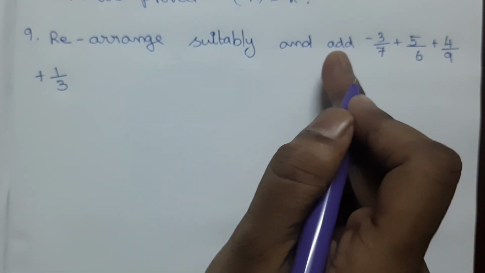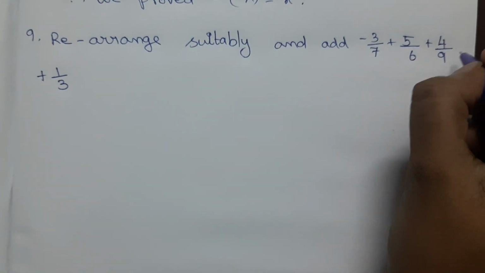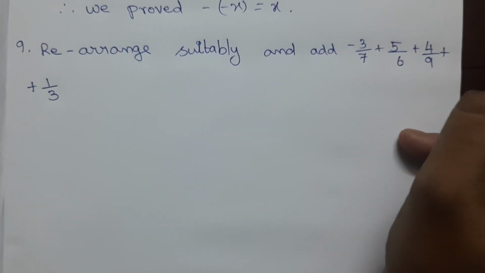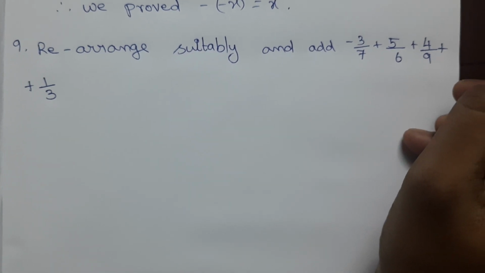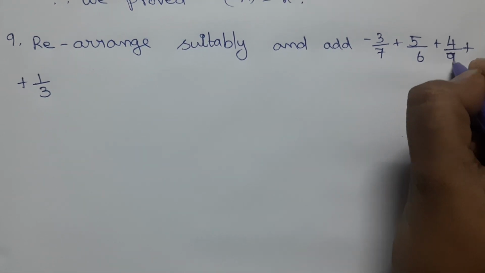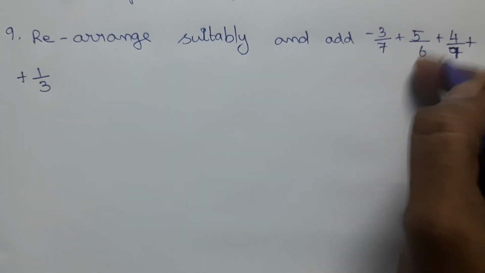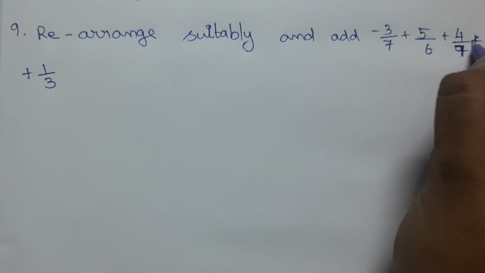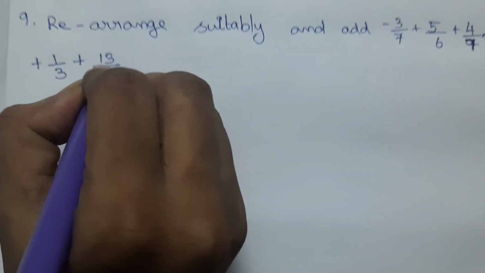Now the next problem, number 9. Rearrange suitably and add: minus 3 by 7 plus 5 by 6 plus 4 by 7 plus 1 by 3 plus 13 by minus 6. Sorry, it's 7 in the third term.